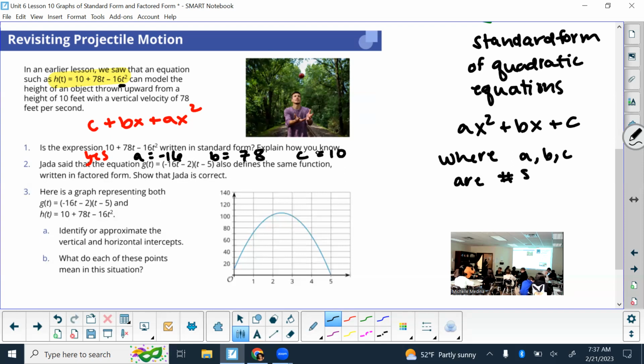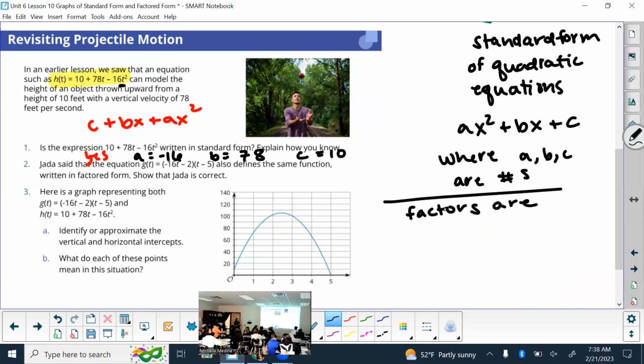All right. So then Jada said that the equation g of t equals negative 16t minus 2 in parentheses times the difference of t and 5 also defines the same function written in factored form. So let's pause for a second. Do you remember what the word factor means? A multiple of a number. Okay, so factors are what you multiply. So how could I verify that she's right or not? By multiplying them together. Good. Do you know how to multiply two binomials together? I've never taught you it, unless you're in my math lab.